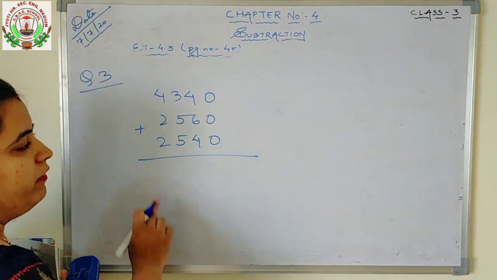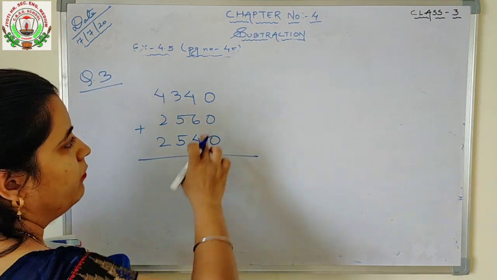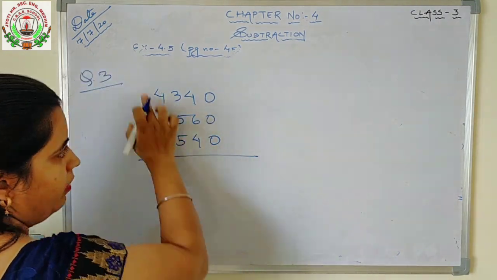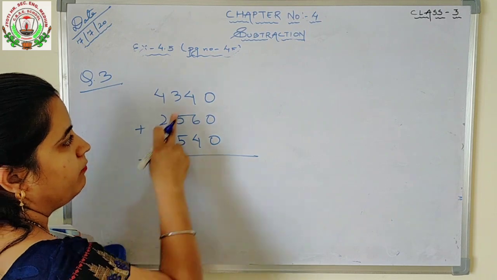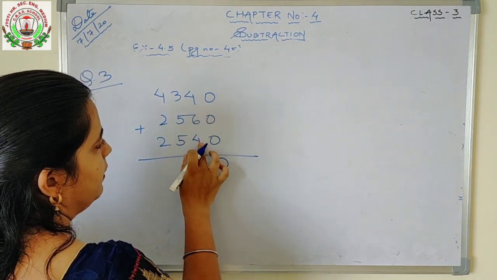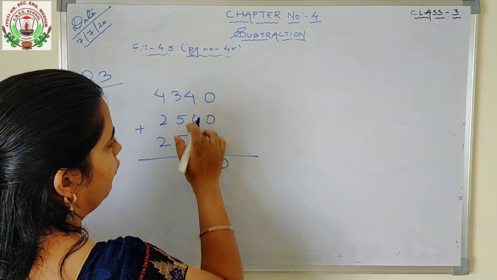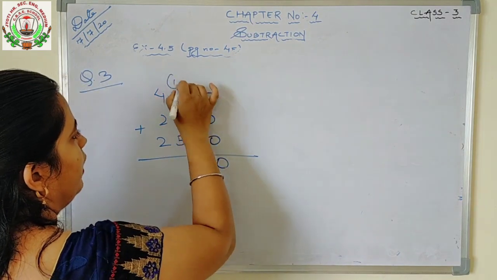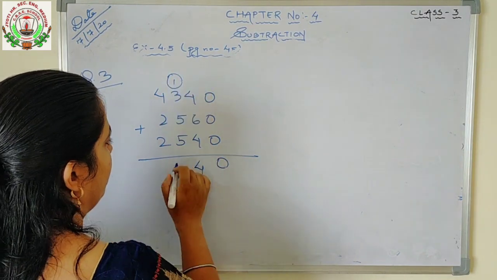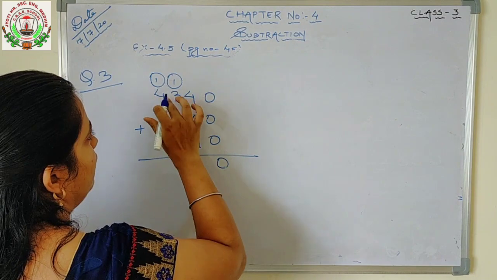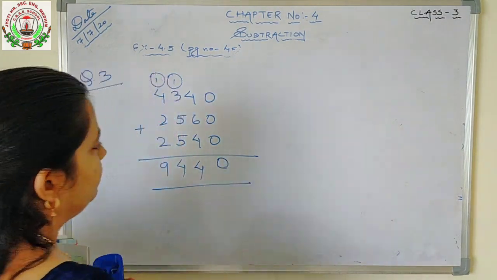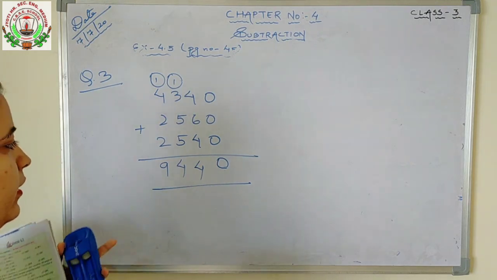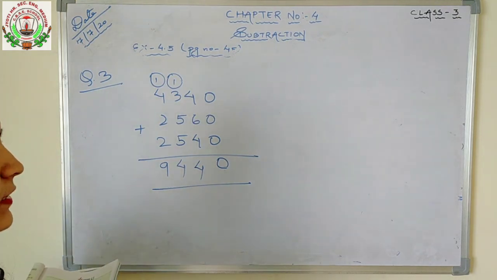Okay. First we will solve this. First we will add these numbers. So first we will find the sum of these three numbers. 0, 6 plus 4, 10, 10 plus 4, 14, 4 carry 1, 5 plus 5, 10, 14, 4 carry 1, 4 plus 4, 8 plus 1 is 9.